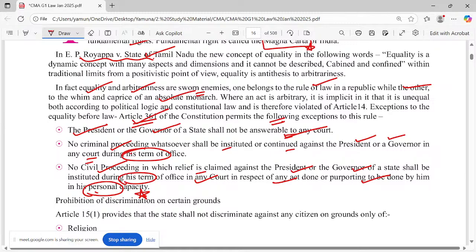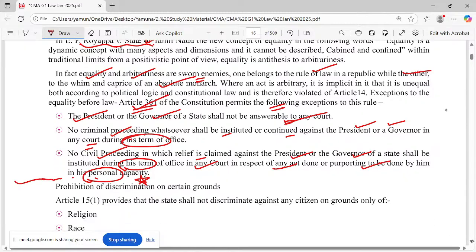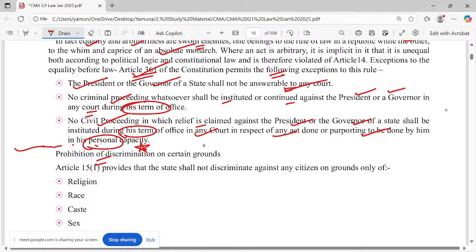Usually when we talk about the presidents or the government officials, they will be holding two capacity. One is personal capacity, அவங்களோட personal life, personal capacity. And another one is the status what is being provided by the government. Okay. Prohibition of discrimination. So this is one content. Now we'll go for the fundamental rights. Prohibition of discrimination on certain grounds.